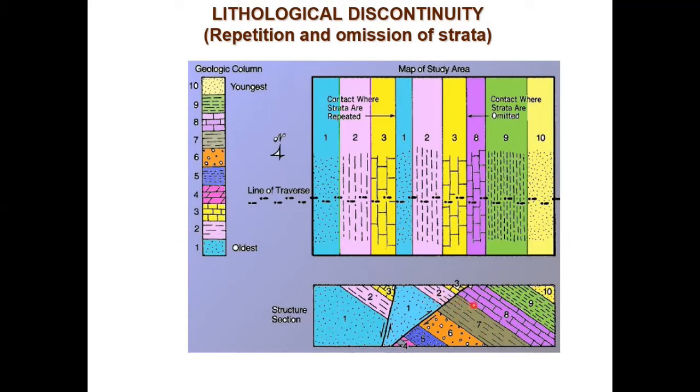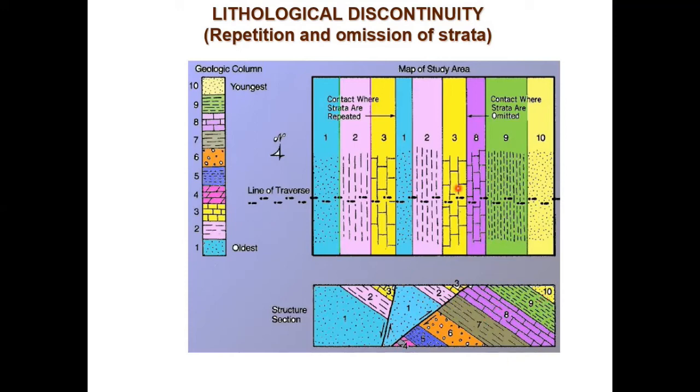If you have older units on top of younger units, then you have a reverse or thrust fault. The difference between reverse and thrust fault is dip angle. This is a reverse fault because it's still moderately dipping. If you have a fault plane with exactly the same type of motion and sense of slip, but at much shallower depths, less than 30 degrees, that's a thrust fault.